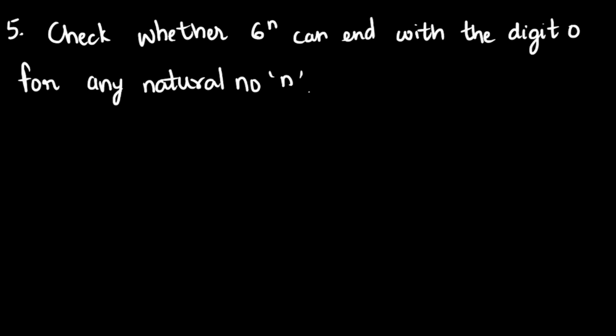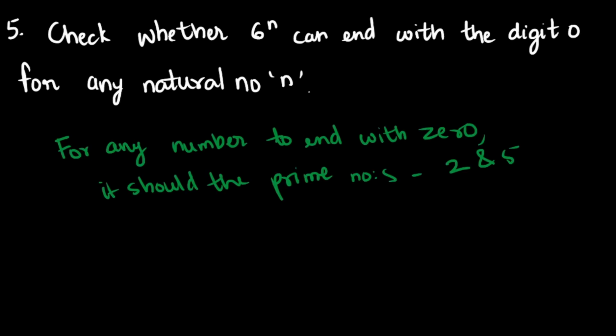The first point that you should keep in your mind is that for any number to end with 0, it should contain the prime numbers. It should contain, right? I forgot to write contain. It should contain the prime numbers, that is 2 and 5.